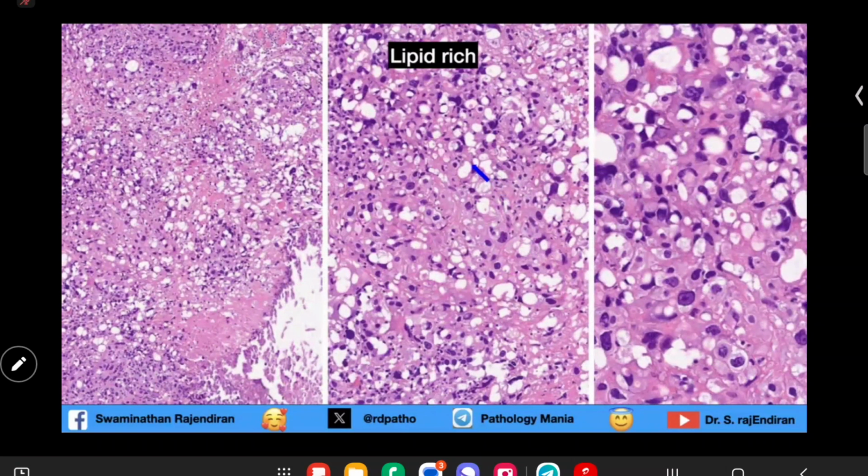This is lipid-rich carcinoma. Whenever you see clear cytoplasm, three things can happen. There may be accumulation of water, there may be accumulation of lipid, or there may be accumulation of glycogen. So when it is positive for Sudan black, it is lipid rich. And again, this is having a bad prognosis.